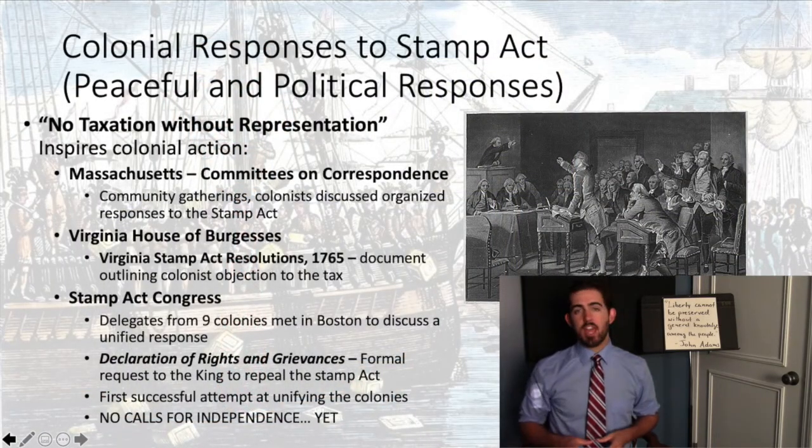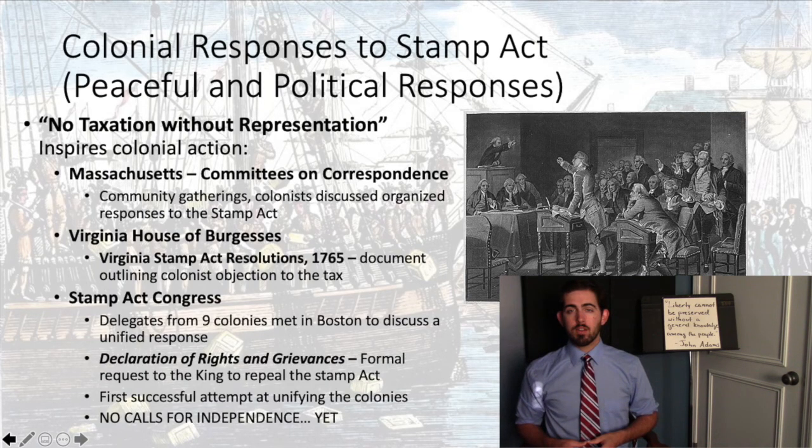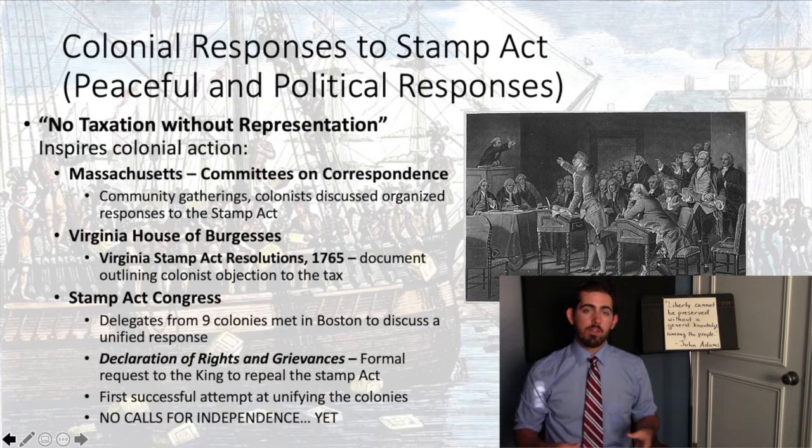The peaceful wing of the opposition organized meetings and published arguments in objection to the act, and this took place throughout the colonies. In New England, towns formed committees on correspondence, gatherings in which locals discussed and organized ways to respond to the Stamp Act. The Virginia House of Burgesses passed the Virginia Stamp Act Resolution, a document that laid out the colonists' objections in no uncertain terms. Patrick Henry, who would become a leading revolutionary, was responsible for introducing the resolves for debate, and a young Thomas Jefferson was in the viewing gallery that day.